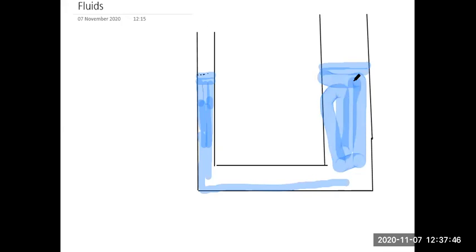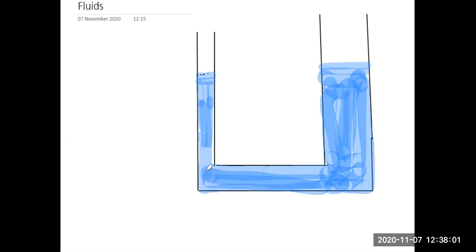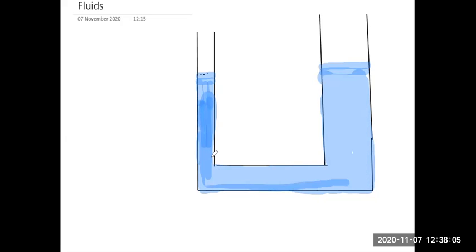Same level. That's quite intuitive, right? It should be at the same level, because we just discussed that the pressure would be the same at the same level. Yes or no? This is what we studied. Got it, everyone?